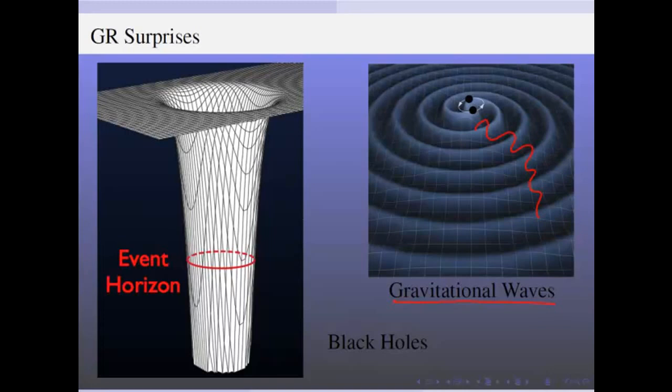And then the other surprise is black holes. Black holes really have to do with something called an event horizon, and we'll talk a little bit about that. The event horizon sort of defines the extent of the black hole. Okay, so let's get into it here with these black holes.